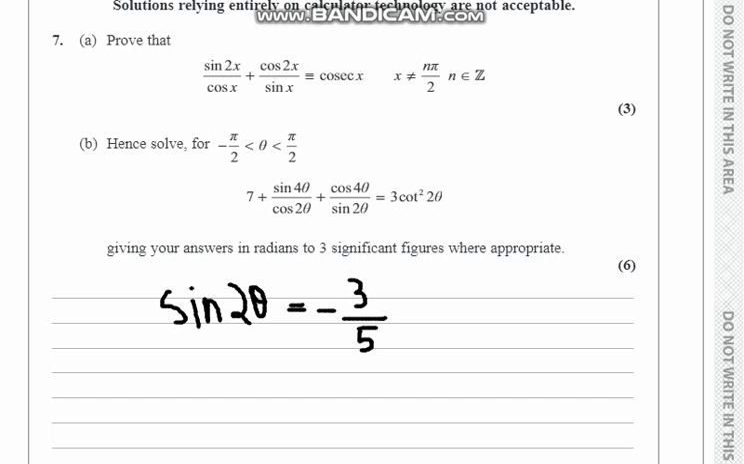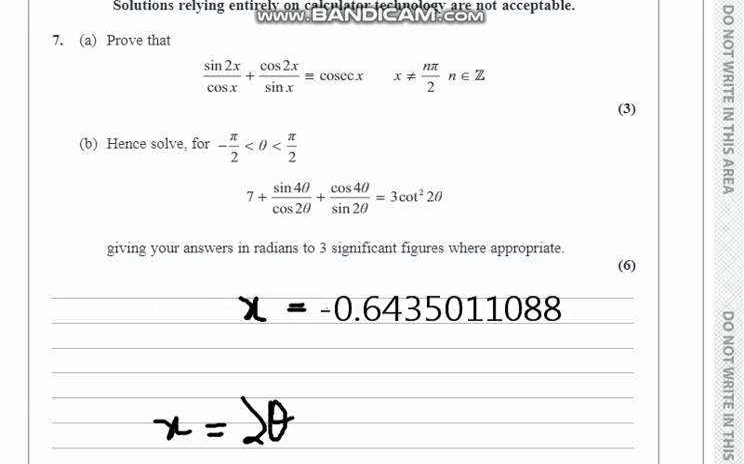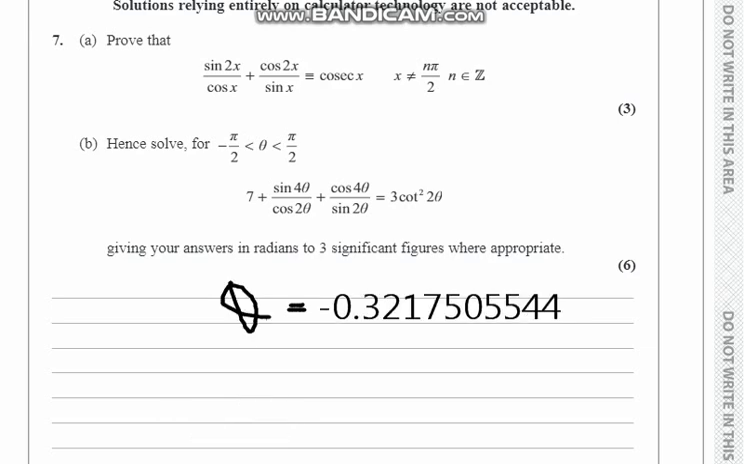Again, making 2 theta equal to x to solve it very easily. To get x, multiply both sides by arc sine, and that's our x value. Now substituting 2 theta back, to find theta we'll divide everything by 2, so our final value is minus 0.3217505544. They said to give your answer in radians to 3 significant figures, so that becomes minus 0.322.